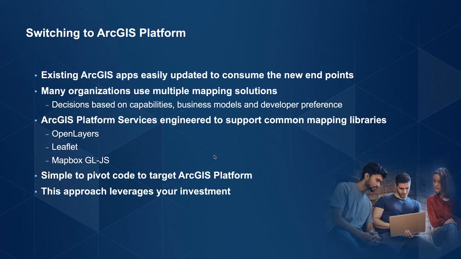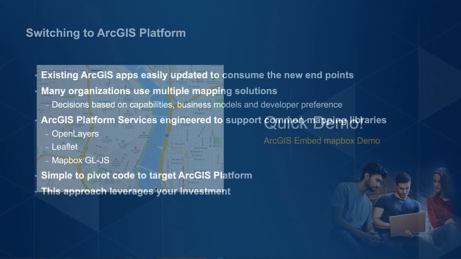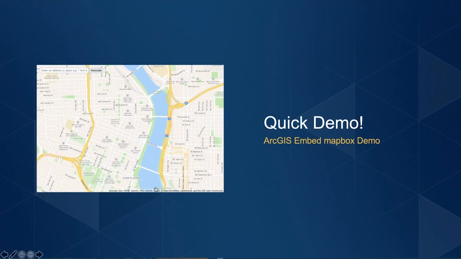So for your existing investment in your product offering that might be using this mapping library, you don't need to make a big change to that. You just make some changes, using sample code that we provide on our developer website, to make that pivot to use our base maps, geocoding, routing, and location services. And to show you a quick demo of a GL JS app that we've put together, let me jump into that.